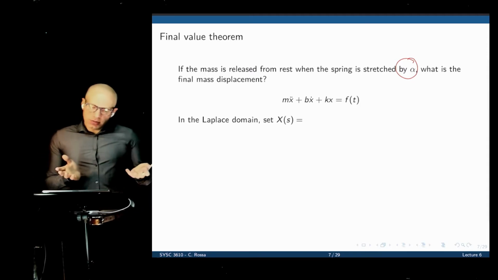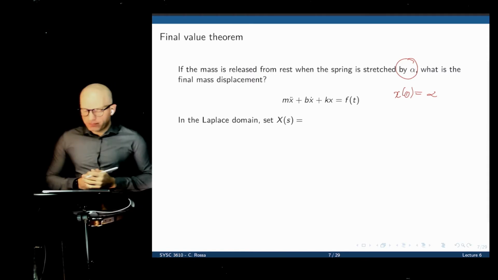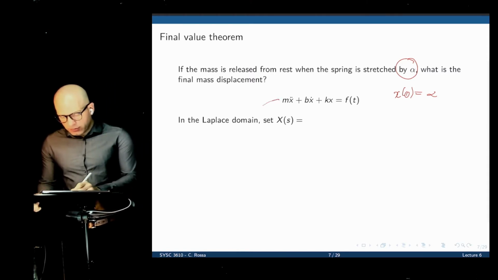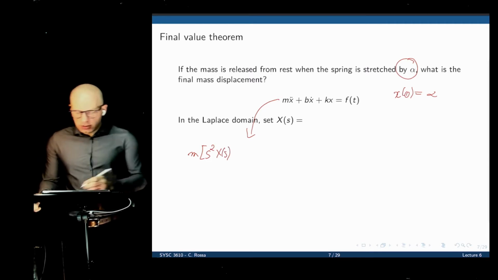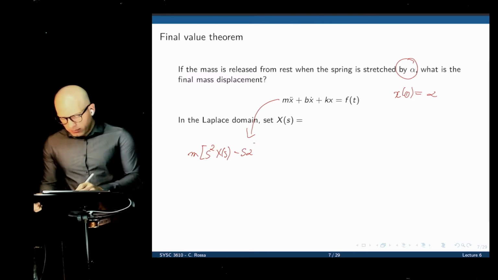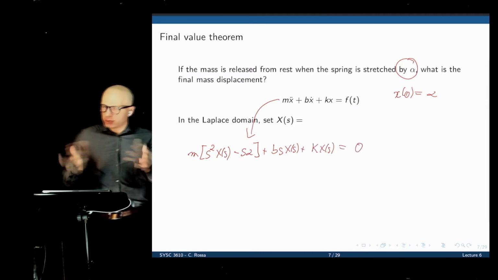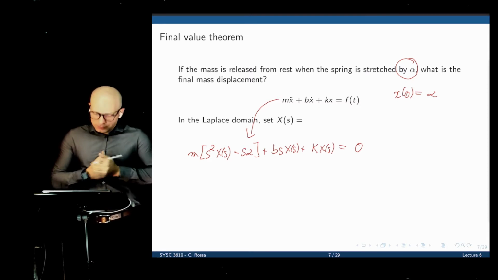So let's prove that that's the case. If the system is stretched by alpha, then we have an initial condition, which means that the initial displacement is alpha. X at time 0 is alpha. Let's take the Laplace transform of this equation now. That is m times s squared x of s minus the initial condition s alpha, which we assumed to be 0 in the previous problem, plus b s x of s plus k x of s equals 0. Why 0? Because the force has been removed. The force has been removed and it's now 0.